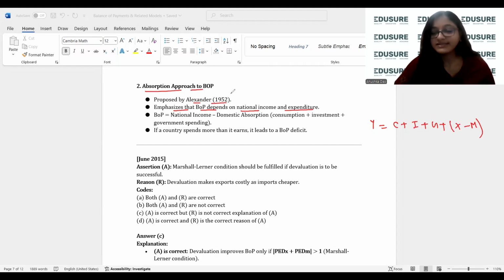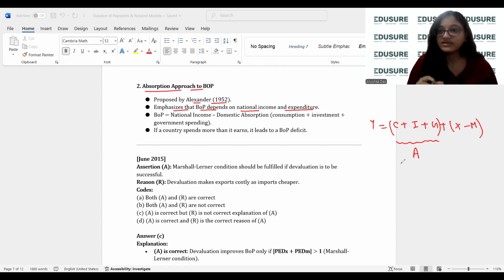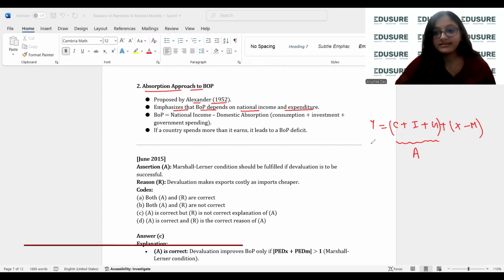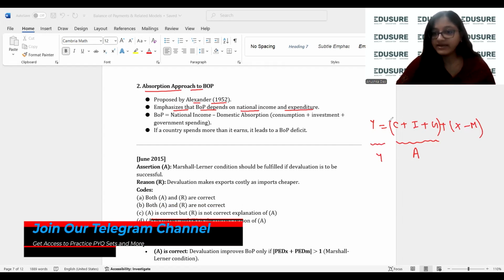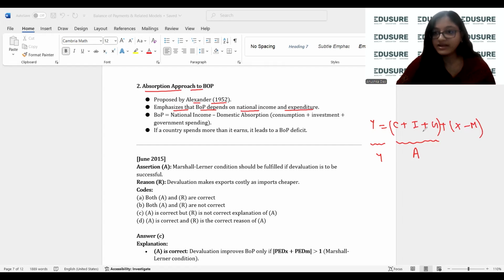Now, according to this absorption approach, this C plus I plus G, that is the consumption demand plus the investment demand plus the government demand, these three terms together are known as the absorption by the domestic economy. This is known as the domestic absorption, the total demand that is being made from the domestic side, right? And this is the national income. Y is the national income, and A, which is C plus I plus G, is representing all these three components. This is the domestic absorption.